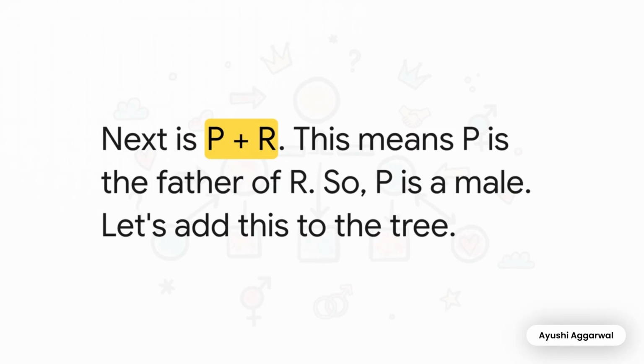Okay, on to the next piece. P plus R. The logic is exactly the same. P is the father of R. Now, this gives us a really important clue. We now know that P is a male, so let's update our diagram. We'll change P into a square, and since R is P's child, we'll draw another vertical line down from P to R. See how the tree is growing and becoming clearer with each step?